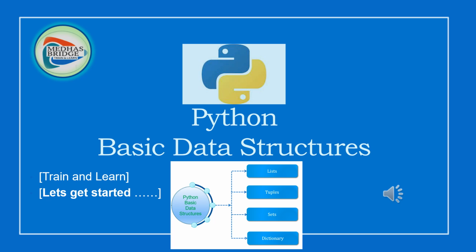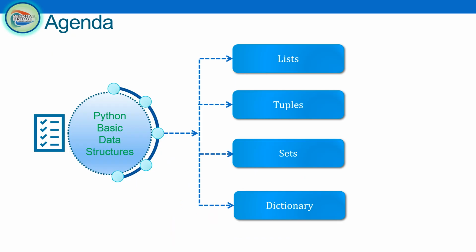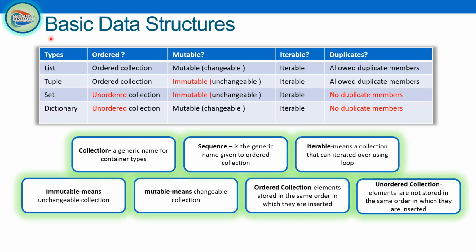Let's get started. Python Basic Data Structures. In today's agenda, we shall discuss Python basic data structures, which are lists, tuples, sets, and dictionary. List, tuple, set, dictionary are the collections. Collection is a generic name for container types.